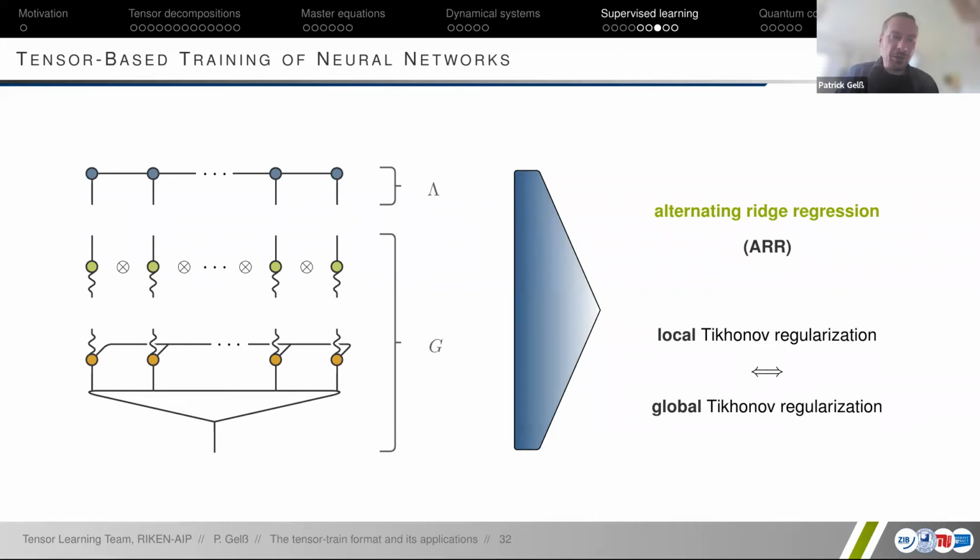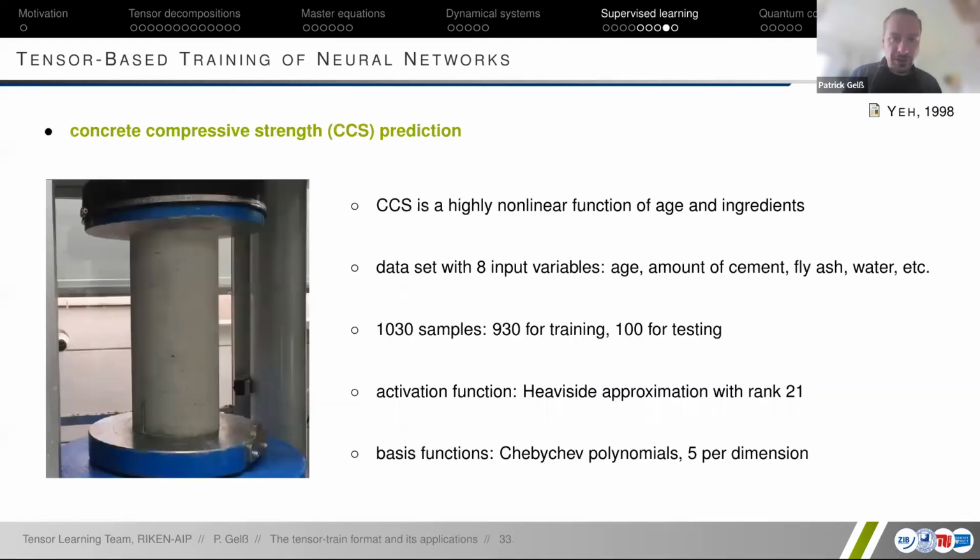And we could show that the local Tikhonov regularization we use in this case, so the parameter in front of our identity matrix to regularize our system, is actually equivalent, or the same as the global one. So we have the same prefactors for this.